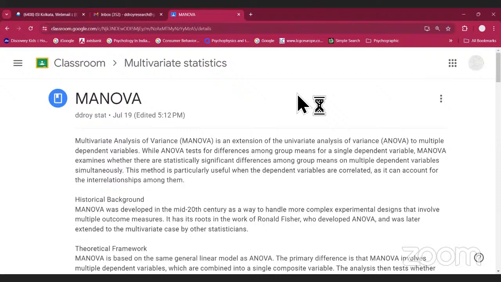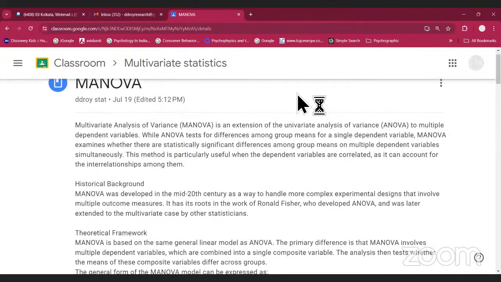Historical background. MANOVA was developed in the mid-20th century as a way to handle more complex experimental designs that involve multiple outcome measures. It has its root in the work of Ronald Fisher, who developed ANOVA, and was later extended to the multivariate case by other statisticians.